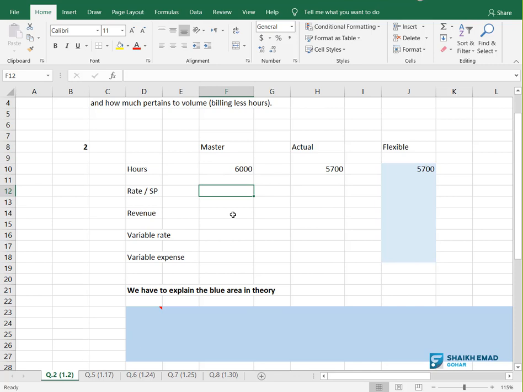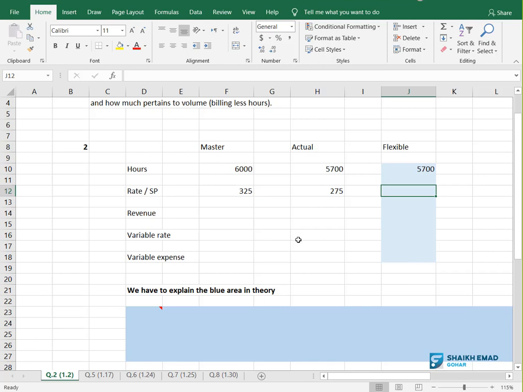Now rate, or selling price. SP means selling price. Here they are saying rate. How much is the budgeted rate? Remember, 325. And how much is the actual rate? 275. In the flexible budget, which rate will I take? Remember, when we create the flexible budget, we take the actual base, but the rate we take is the standard rate. We don't take the actual rate.